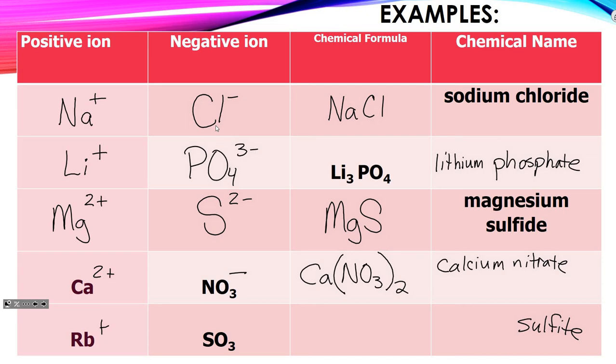What's the charge? -2. Okay. All right. How many of each one do I need to make it equal 0 when it's added together? Need 2 of Rb. Okay, so I'm going to go Rb subscript 2 and then SO3. Since I did not need more than one of a group, I don't put parentheses around it. I only put parentheses if I need more than one. How do I name this? What is Rb? Rubidium.